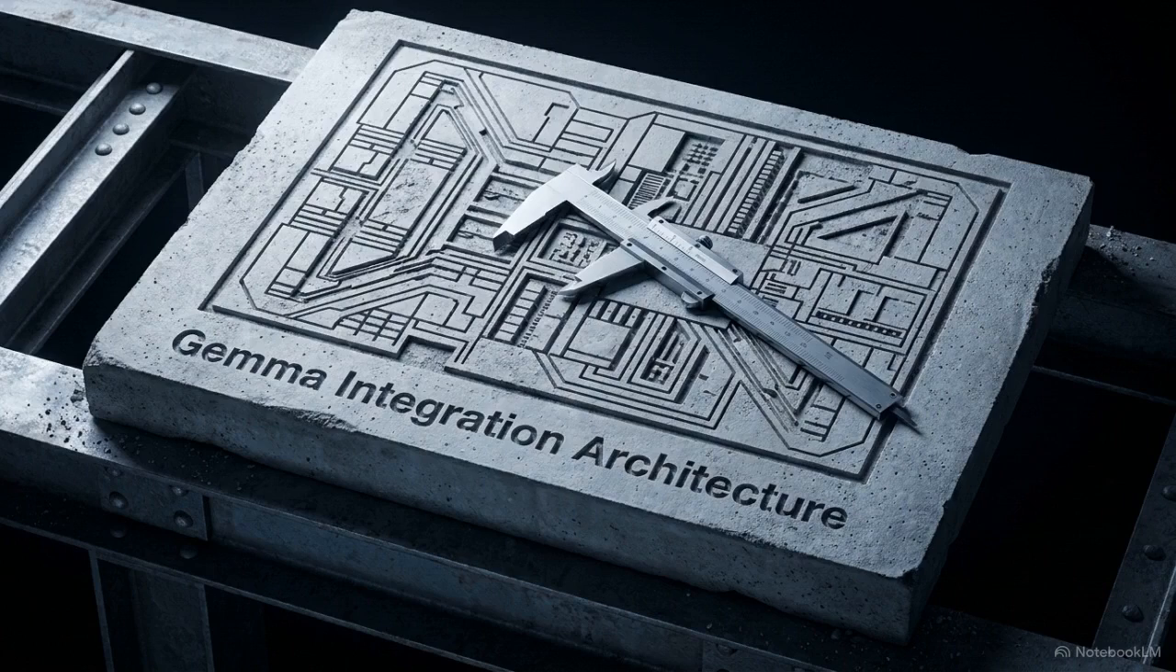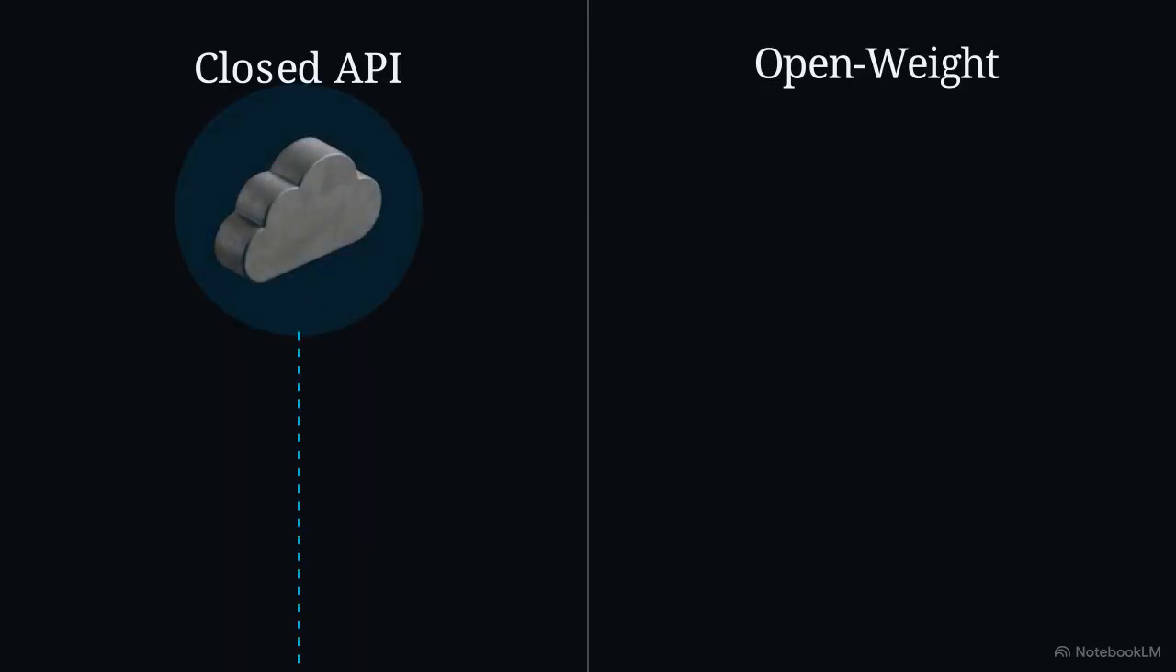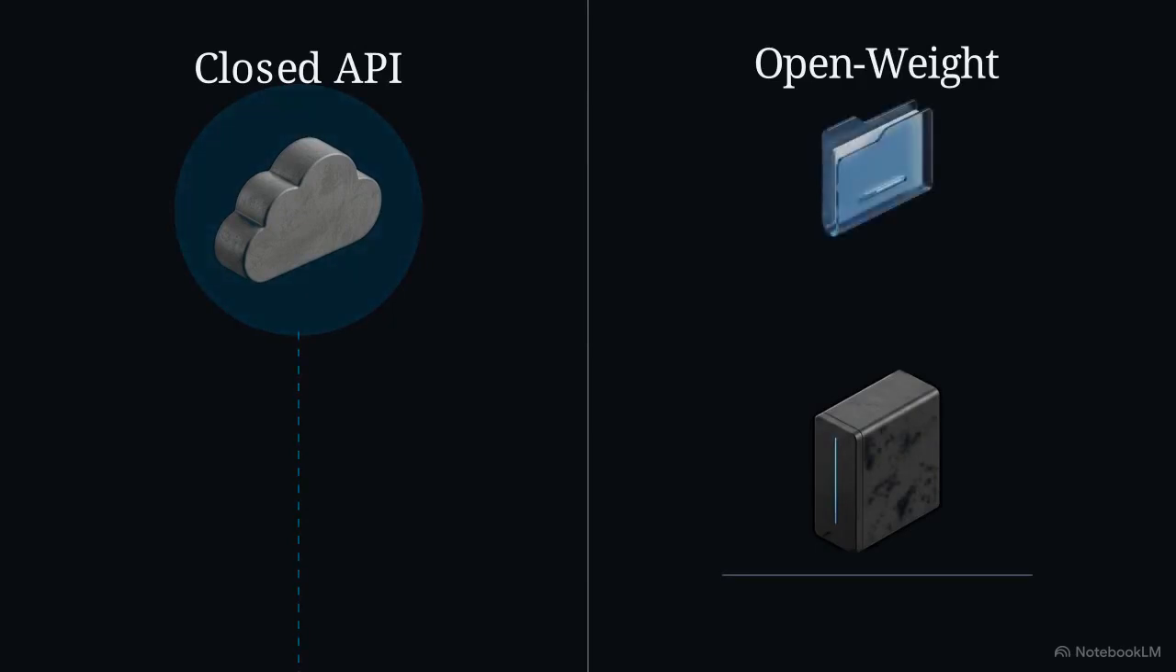Selecting the right model for this membrane is a strategic engineering decision. Gemma is classified as an open-weight model family. This compares closed API against open-weight architecture. On the left, frontier models operate in a remote, black box cloud. On the right, Gemma offers a different path. Open-weight means trained parameters are available. We can download, host locally, and integrate it directly into our secure environment.